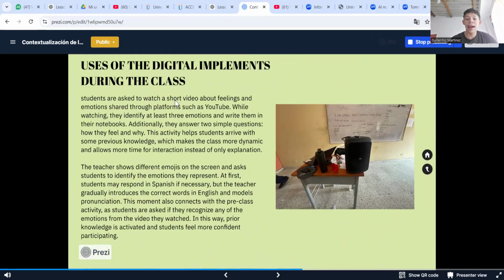Students are asked to watch a short video about feelings and emotions shared through platforms such as YouTube. While watching, they identify at least 3 emotions and write them in their notebook. Additionally, they answer 2 simple questions: how they feel and why. This activity helps students arrive with some previous knowledge, which made the class more dynamic and allowed more time for interaction instead of only explanation.